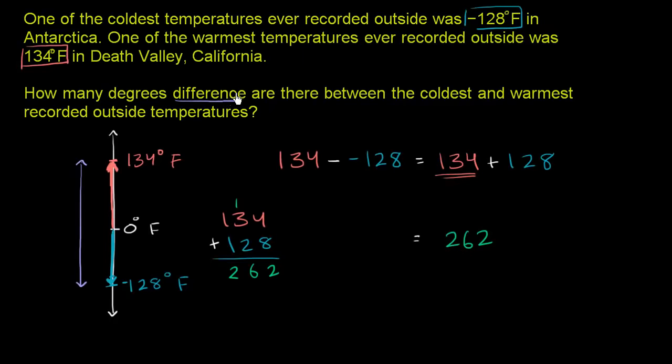How many degrees difference are there between the coldest and the warmest recorded outside temperature? 262 degrees Fahrenheit difference.